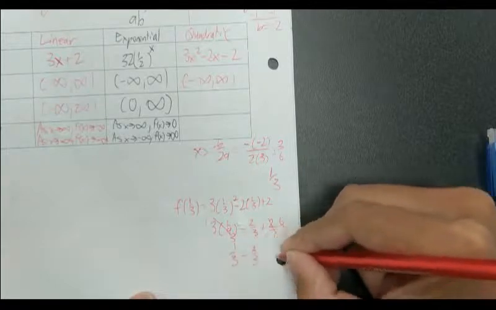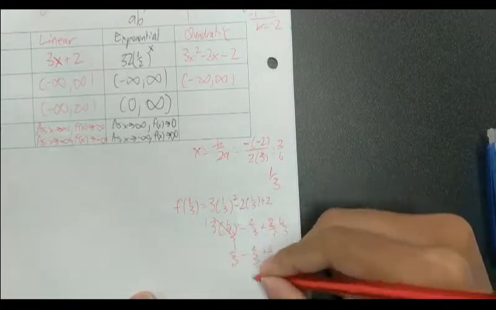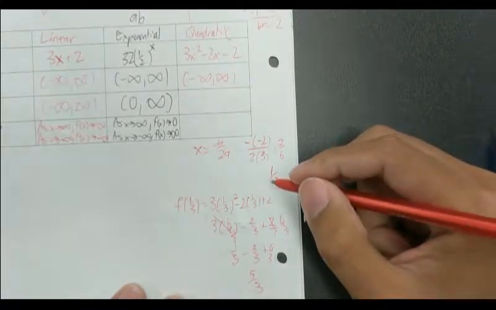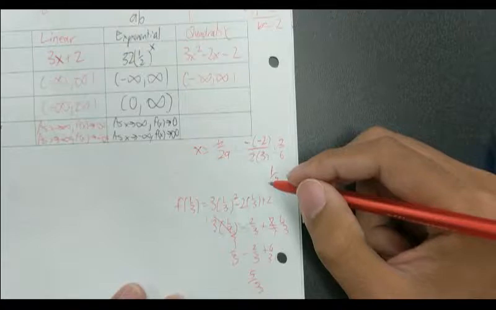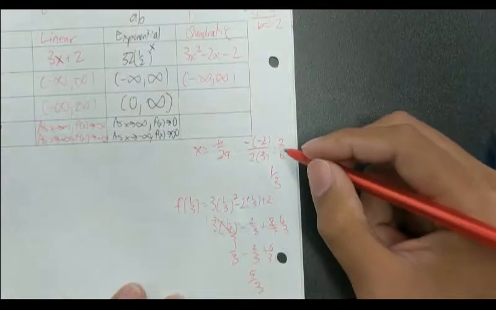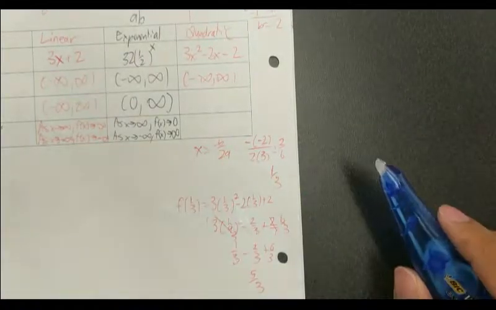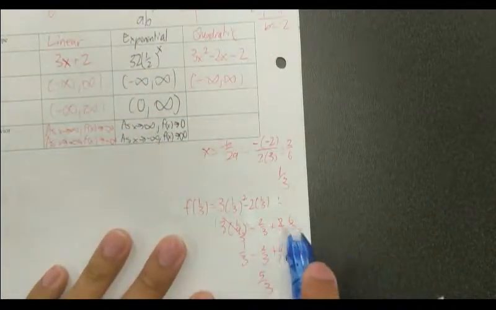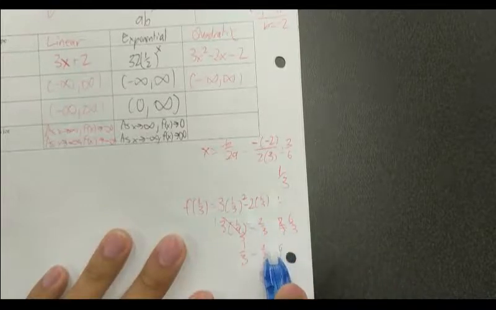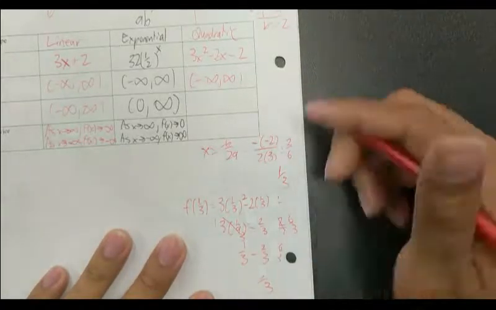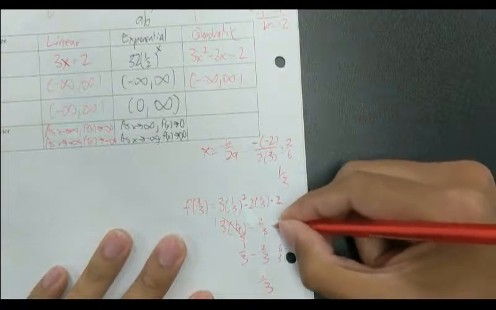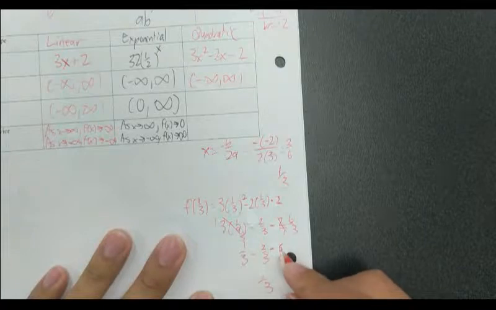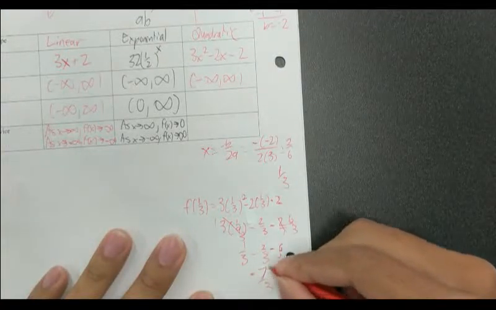1/3 minus 2/3 plus 6/3. That'd be 5/3. Okay, so I actually made a mistake. I forgot it's -2, not +2. Okay, so then -1/3 minus 6/3 is now -7/3.